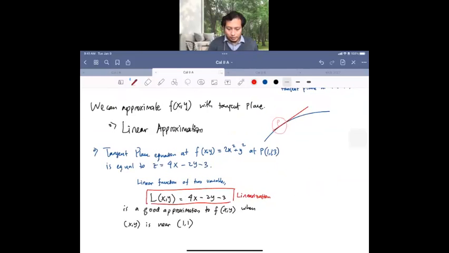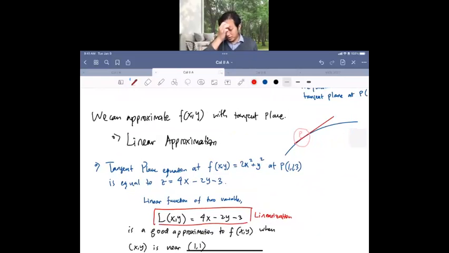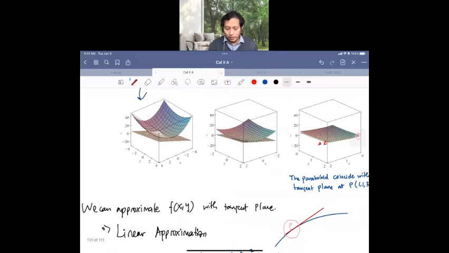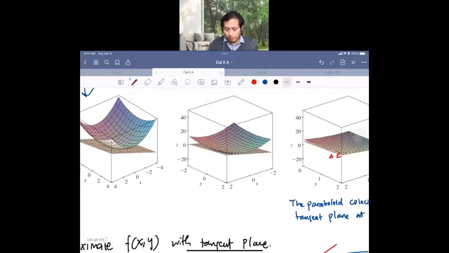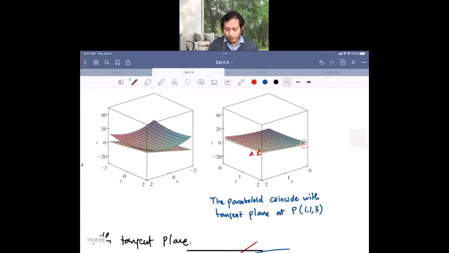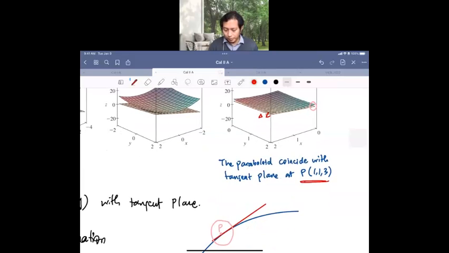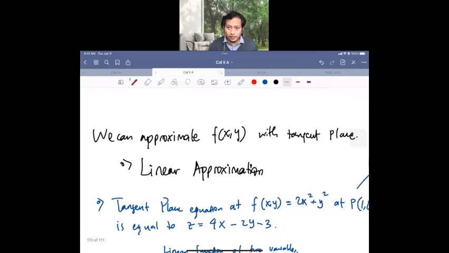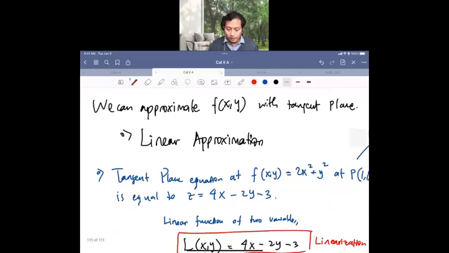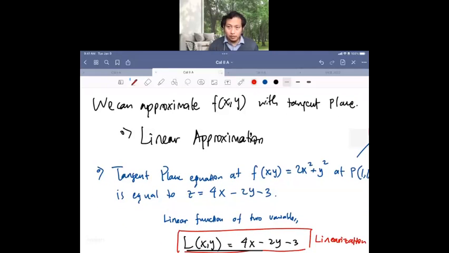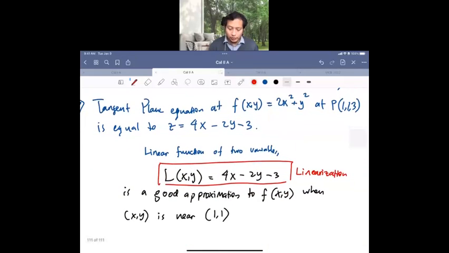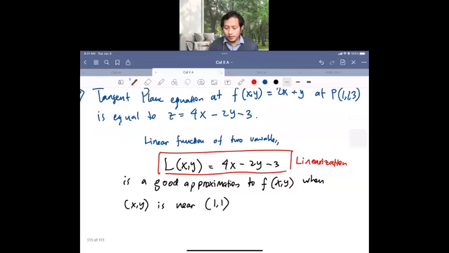Okay, so let me just make a summary so that we can record everything. When we zoom in on the paraboloid, we see that the paraboloid coincides with the tangent plane at this point. Near this point, the tangent plane has a similar property to the surface of the paraboloid, and we can take this as our approach to approximate, or say linear approximation, and we call the tangent plane the linearization.